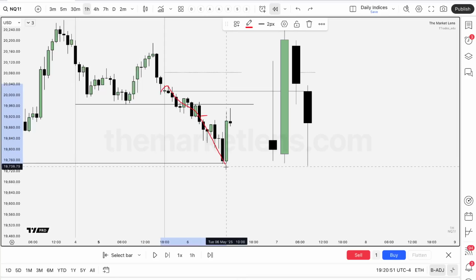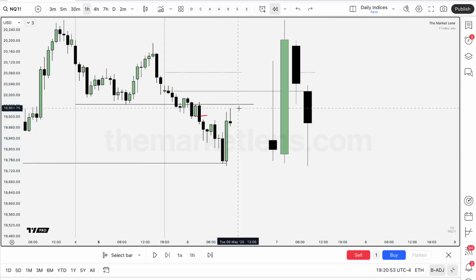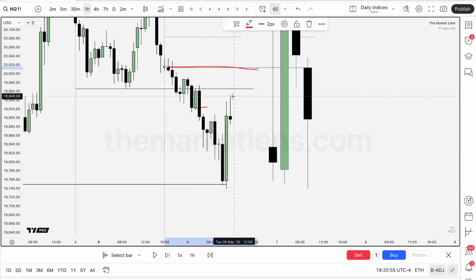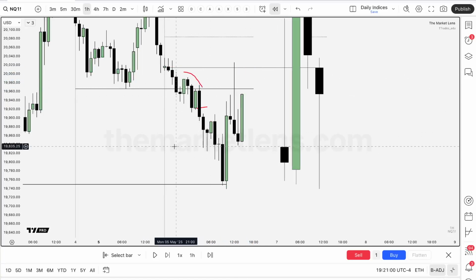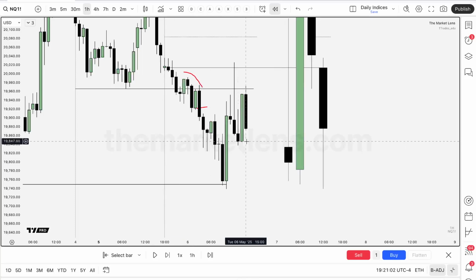Now we have all this range down here. Is it going to go all the way back up? Usually not likely. Sometimes it can go back up to the open or these session highs. Let's see what happens. No, it does go back to the daily open. Cool.